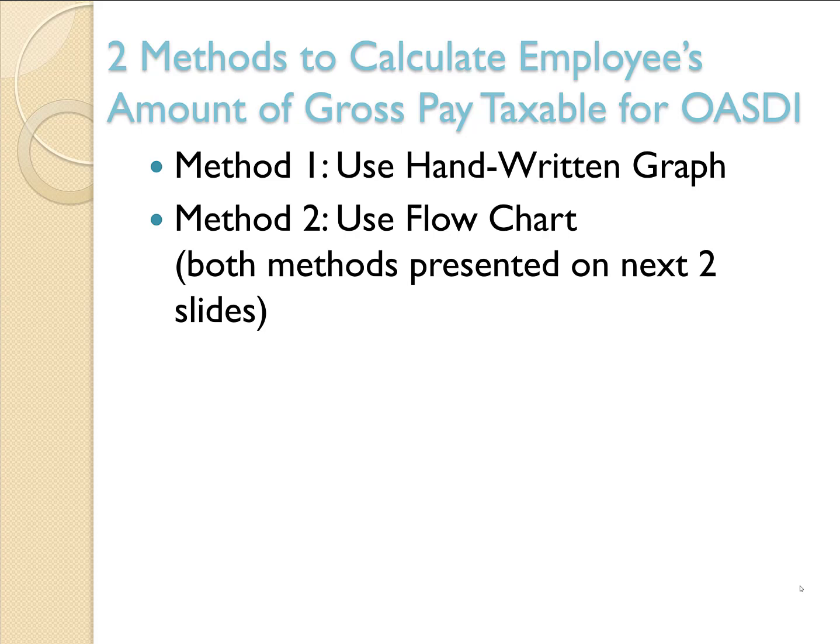Also, if you're going to use Excel for the payroll project, which is optional, you could use this flowchart to monitor your employees to make sure that they are not paying more than the maximum amount of OASDI in a year. So here's method 1. We're going to use a graph to calculate how much of an employee's gross pay is taxable for Social Security.